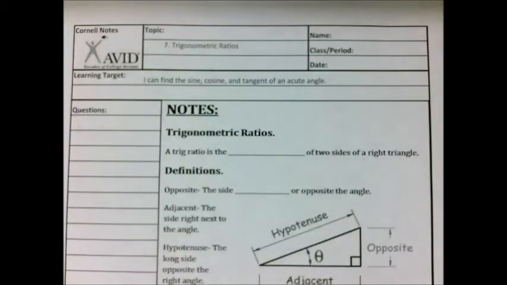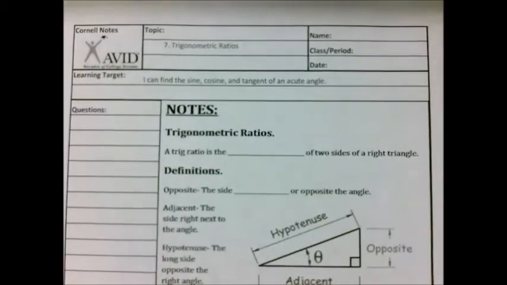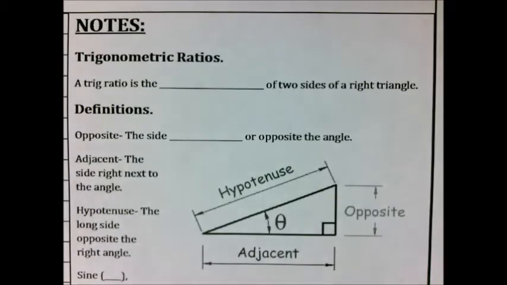Alright, so now we're going to talk about trigonometric ratios. What this deals with is sine, cosine, and tangent. And we can use that to find different angles or different sides of particular right angle triangles. Alright, first things first, let's talk about what a trigonometric ratio is.